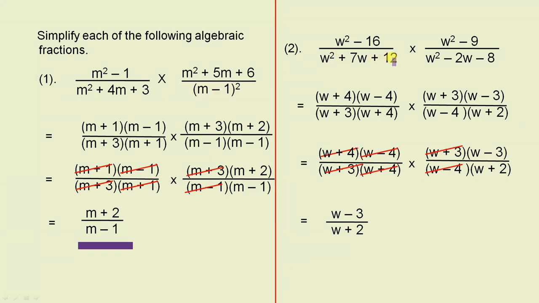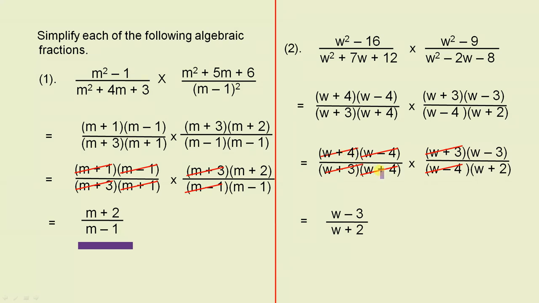For example 2, we have that algebraic fraction multiplied by this one, and I have factorised w squared minus 16 here. This trinomial, I've factorised it there. W squared minus 3 squared is factorised here, and that trinomial is factorised there. So I've transposed all this down to here, so we can do the cancelling.